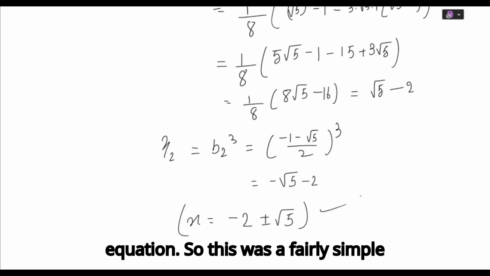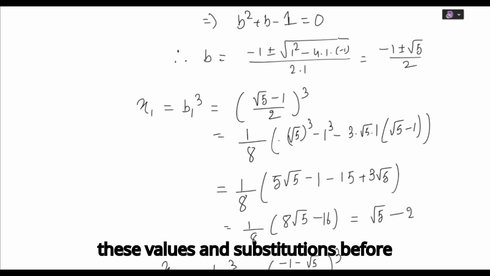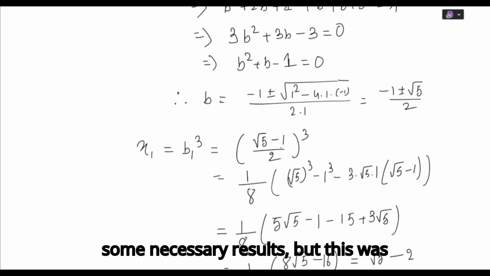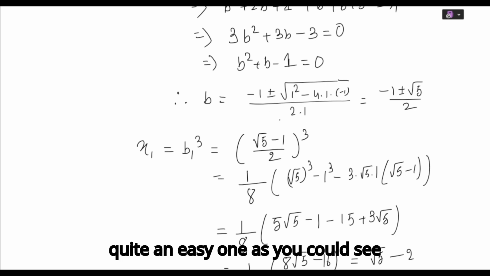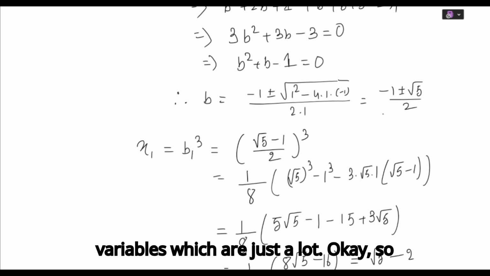So this was a fairly simple problem, but it's very useful to assume these values and substitutions before proceeding, because doing it in a single variable might have produced some messy results, but this was quite an easy one. As you could see, because of a and b, we have taken two variables, which helped us a lot.